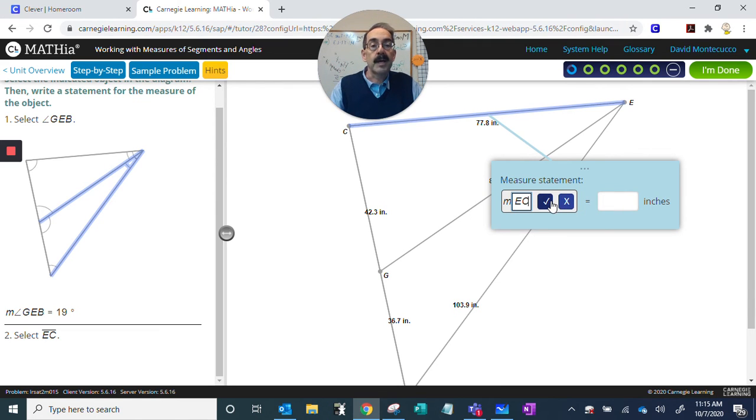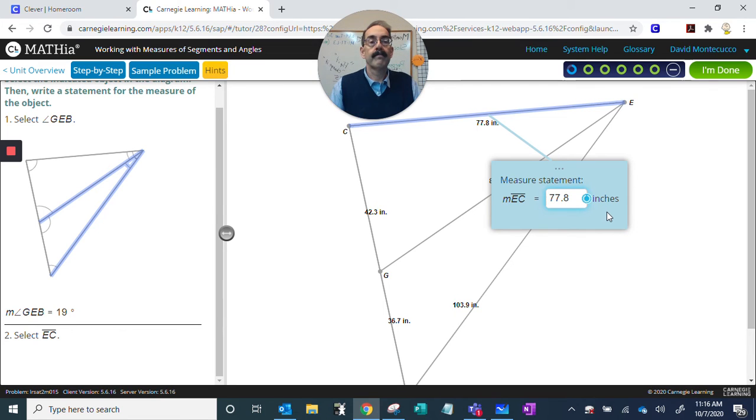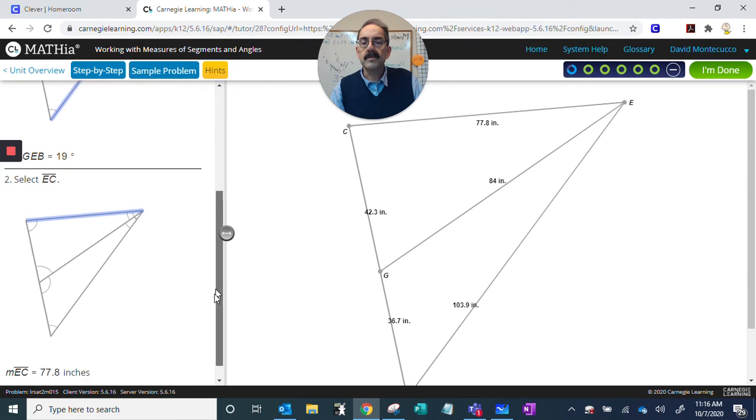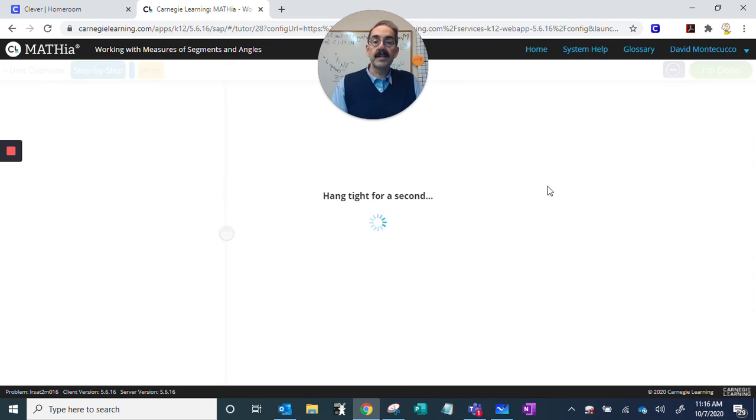Check it. And then the actual measure, and this one's in inches, will be 77.8. Enter. Okay, and there's usually 2 parts to each of these problems. Let's see if we're done. Scroll down. We did it. I'm done, and we move on. Okay, so hopefully that's helpful. I'm moving all of you through the getting started so that we're at this point, so that we're moving on.